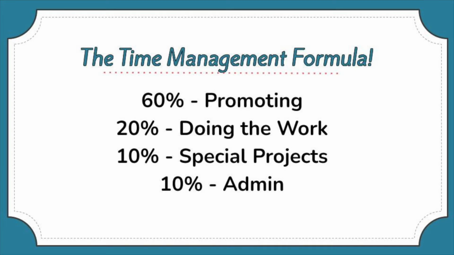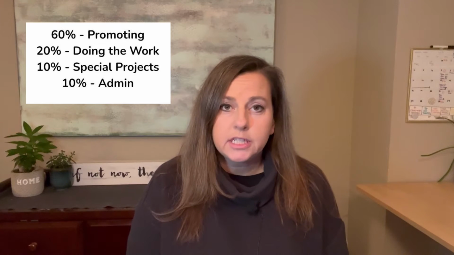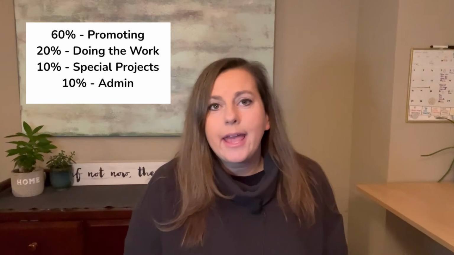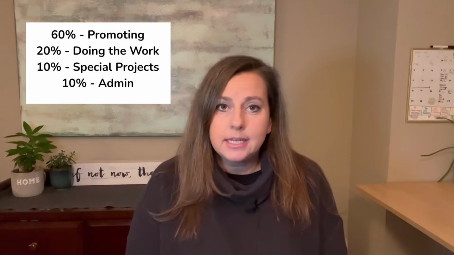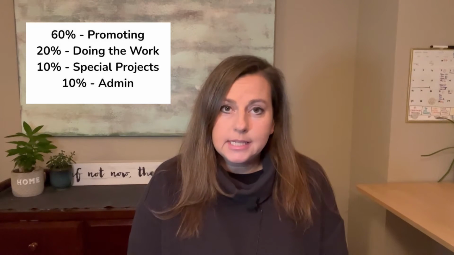Here's the formula. The formula is the 60-20-10-10 formula. Now the 60% accounts for the amount of time you're going to spend on your promotional activities. The 20% is going to account for the amount of time that you are going to spend of your available business hours working on serving your clients. And the next 10% is all about special projects. So essentially it's the time that you spend on special projects, and the 10% of the time is on admin. Now let's get into these areas a little bit further.